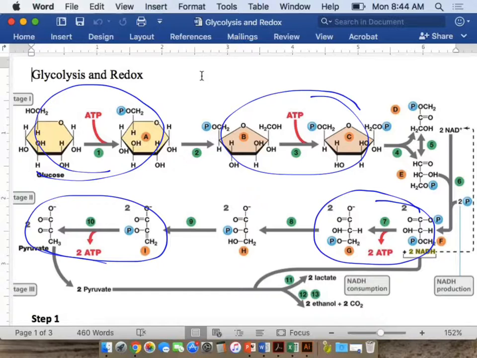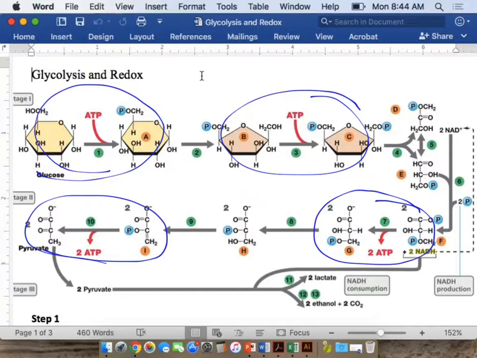So there are a couple of ways in metabolism in which we can produce ATP. Substrate level phosphorylation, transfer of a phosphate from one substrate to another, is one of those mechanisms, as opposed to oxidative phosphorylation, which again we'll talk about on Wednesday.